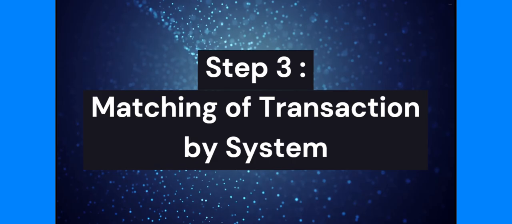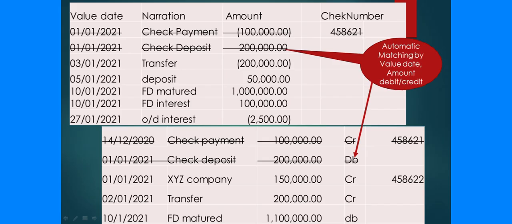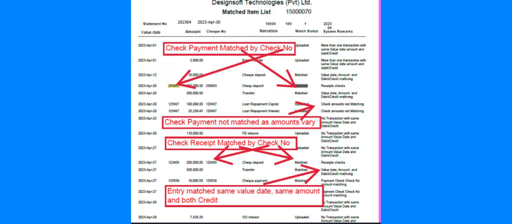Step 3: matching of transactions by the system. The system will match transactions using check number, value date and amount for check transactions, and value date and amount for others. The status will be updated if not matched, and the reason for the inability to match will be given.